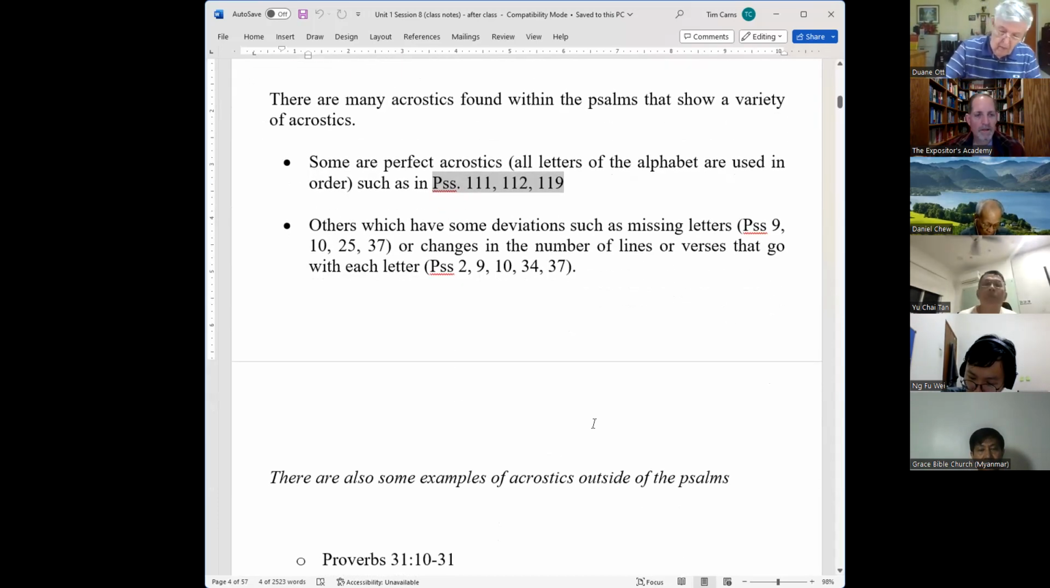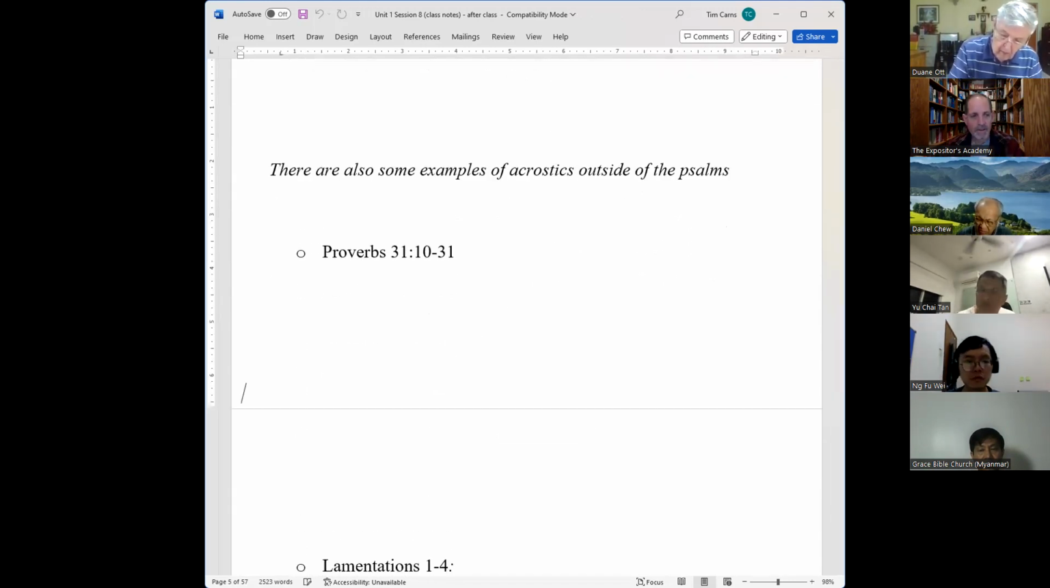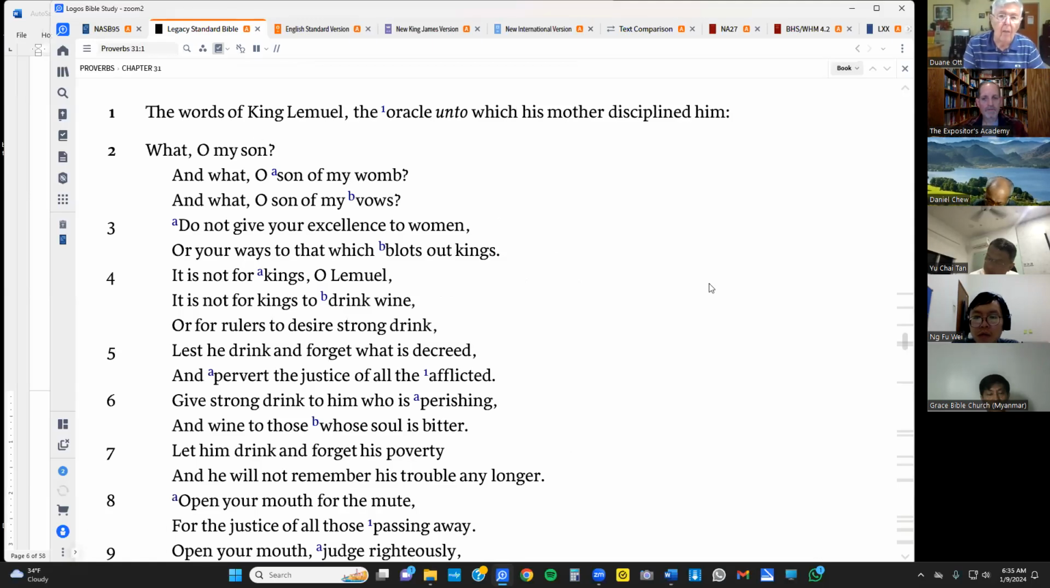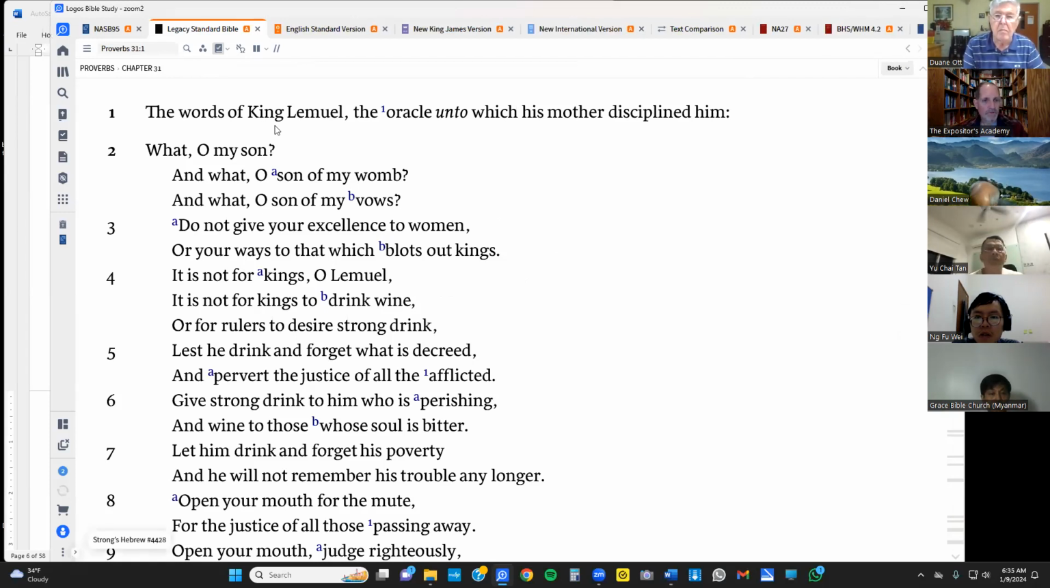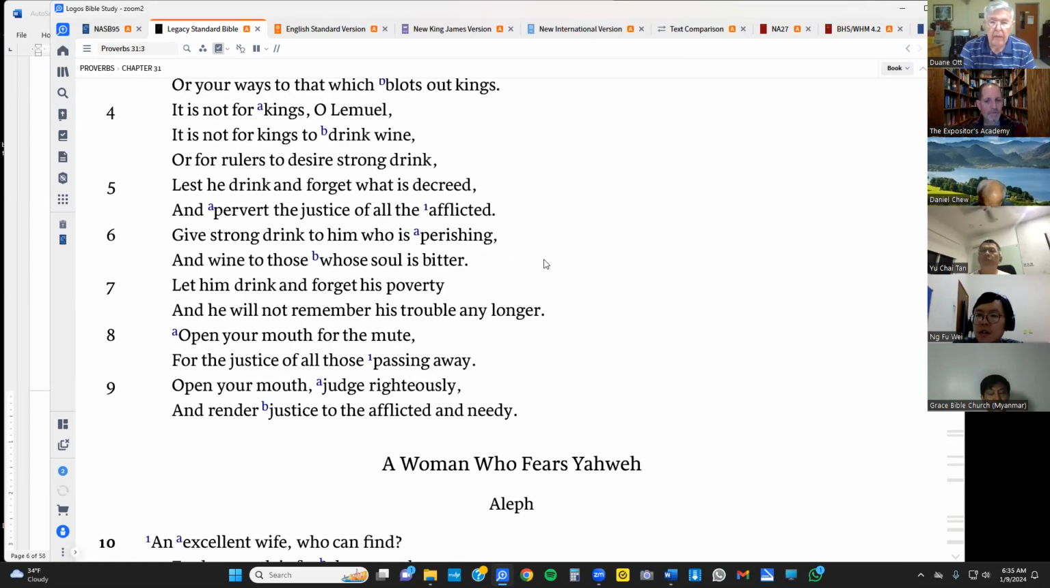There were two more examples I wanted to look at because there are some examples of this outside of the Psalms. One of them is Proverbs 31. Hopefully you can see this on your screens. The words of King Lemuel, which some believe may be a pseudonym for Solomon. I'm not sure, but this is something his mother taught him. So here's a passage of scripture that originated from a woman. Inspired text, of course, but this was Lemuel's mother.